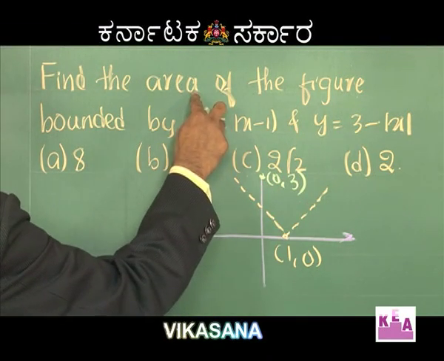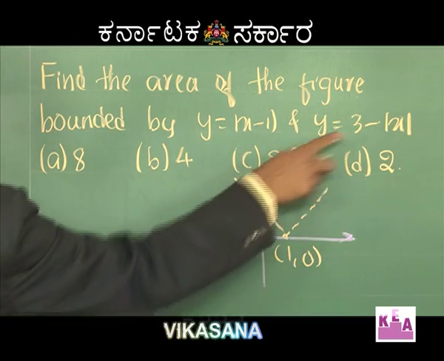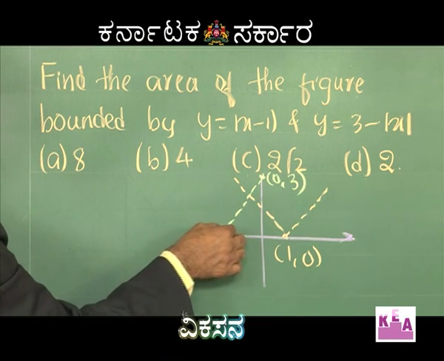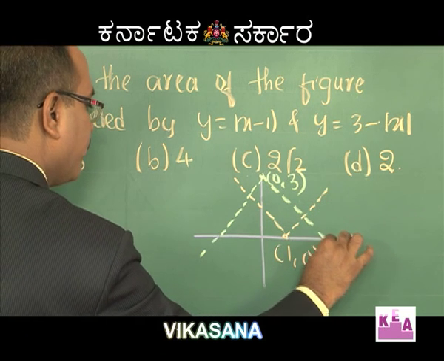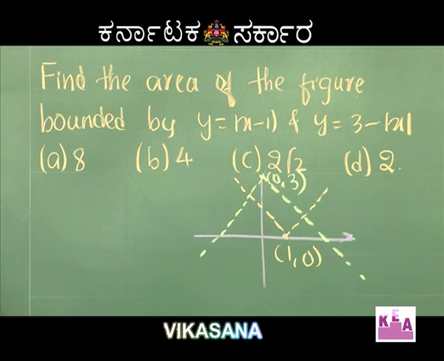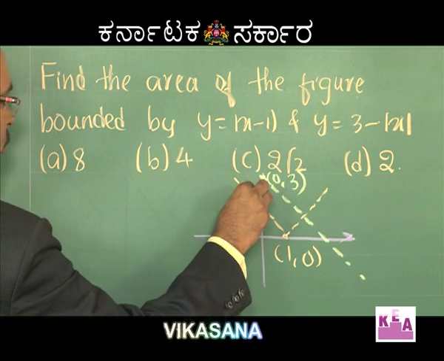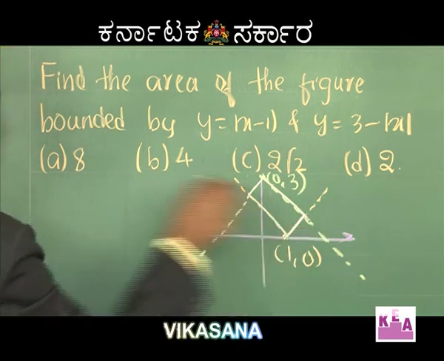So the parabola should be like this. No, it cannot be, because we have got minus mod x, therefore it should be facing downwards. So this is 0 comma 3, the vertex, and the graph is like this. Sorry, the modular functions are like this. So do you agree with me? This is the region whose area is to be evaluated. Is that correct?